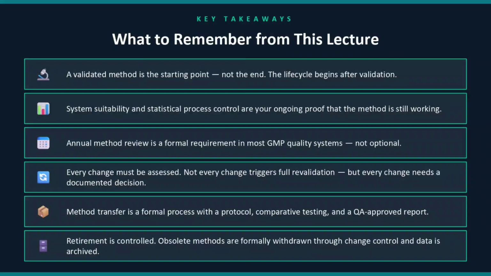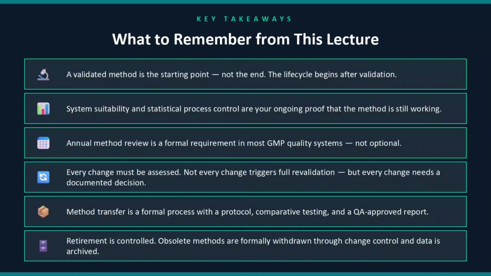Let us bring it all together. 6 things to remember from this lecture. Number 1. A validated method is the starting point, not the finish line. The life cycle begins the day after validation is complete. Number 2. System suitability and statistical process control are your ongoing evidence that the method is still performing as validated. Run them consistently. Plot them.